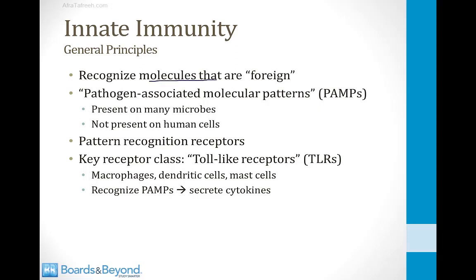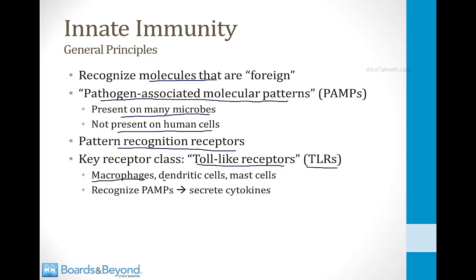And you should know that all those elements of the innate immune system can recognize molecules that are foreign. And it does this by looking for structures on pathogens called pathogen-associated molecular patterns. These are patterns of molecules that are present on many microbes, but not usually present on human cells. And the way the innate immune system recognizes these structures is by the use of pattern recognition receptors. And one of the most important classes of pattern recognition receptors are the toll-like receptors, or TLRs. These are found on cells like macrophages and dendritic cells and mast cells, and we'll talk about this in a minute. And once these cells recognize the pathogen-associated molecular patterns, or the PAMPs, they then secrete cytokines which trigger an inflammatory response.